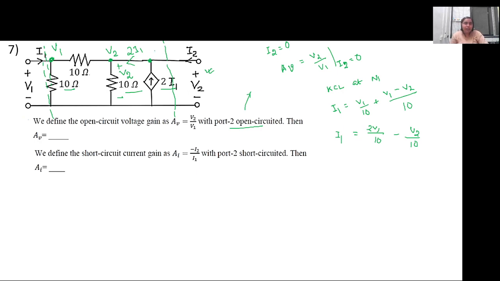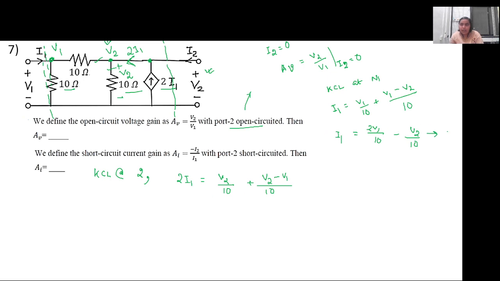Now if I apply KCL at this particular node, KCL at node 2, what I get is there will be three currents. One, this 2I1 current that is coming in, and the two currents that will be in this branch and this branch. So I'll get 2I1 will be equal to V2 by 10 plus (V2 minus V1) by 10.